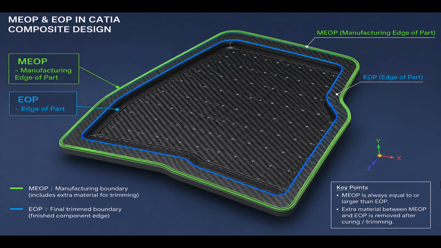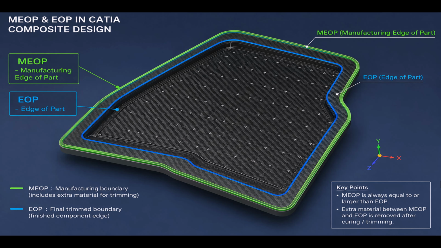In this lecture, we'll understand two of the most important concepts in CATIA Composite Design, MEOP and EOP. Every composite part is created layer by layer. Before CATIA can generate these layers, it must know where the manufacturing starts and where it ends. So these locations are defined using manufacturing edge of part and edge of part.